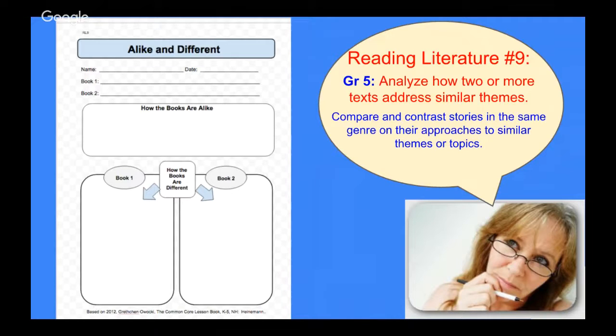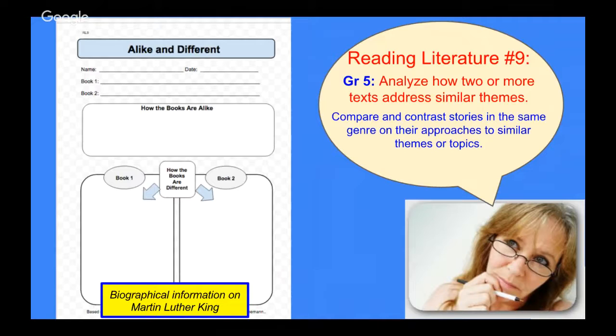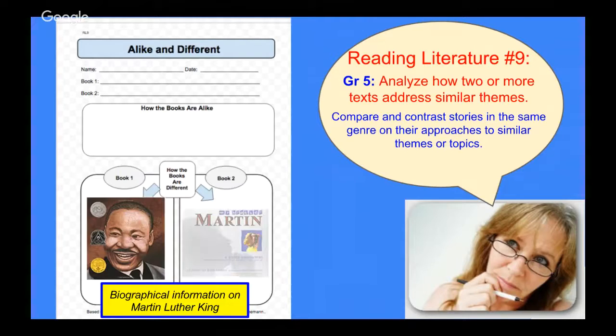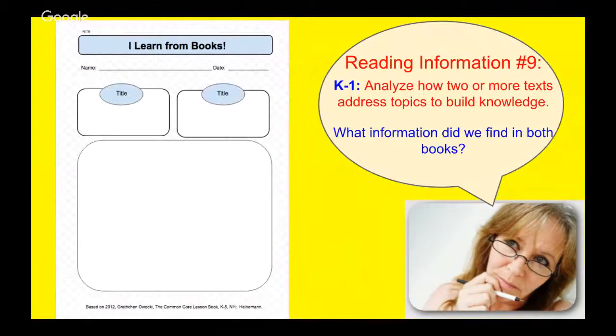And lastly, grade 5 is now looking at genres. So we're looking at biographies, and we're asking kids to contrast, to compare stories around similar themes and topics in one genre. So that's what reading literature looks like, K5. Now, if we look at reading informational text, the goal changes slightly to analyzing 2 or more texts across topics so that we can build knowledge, right?